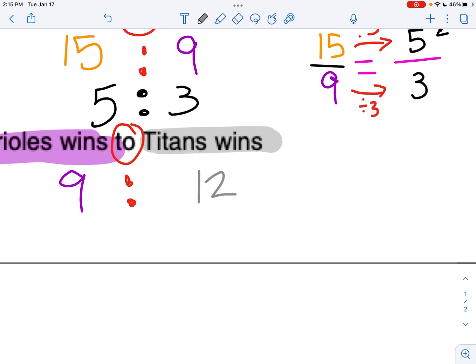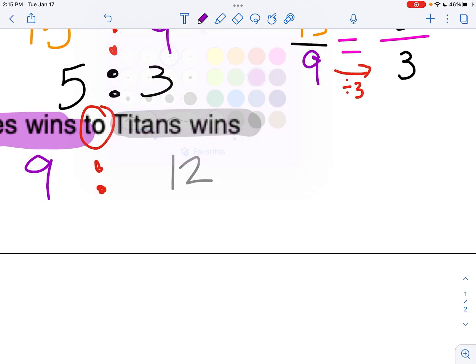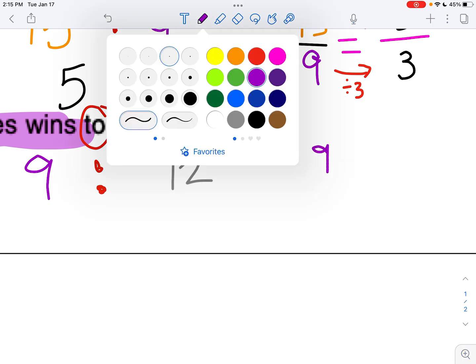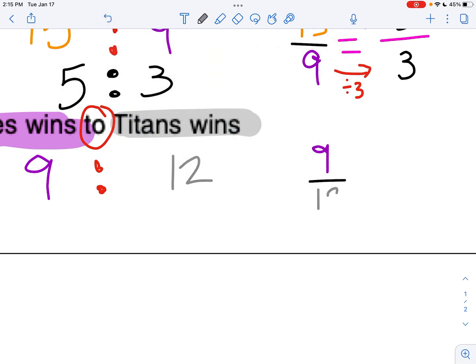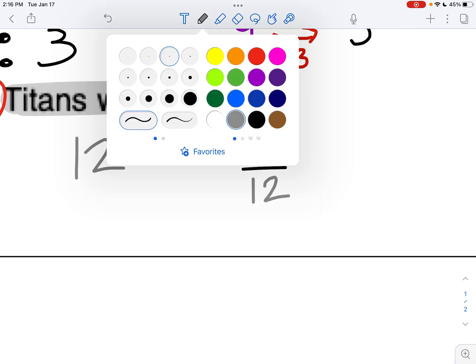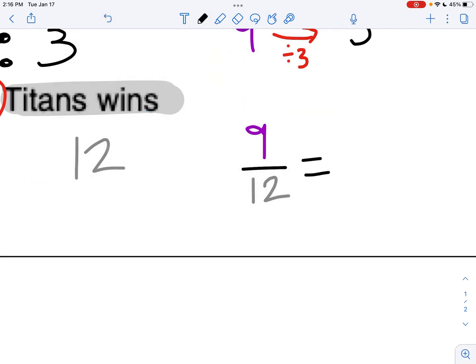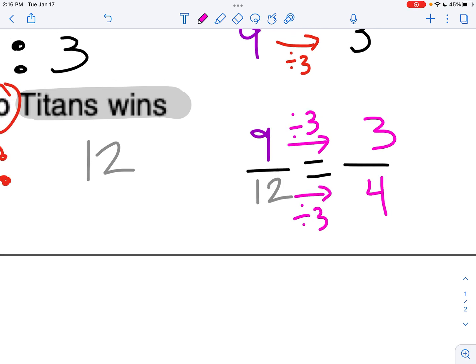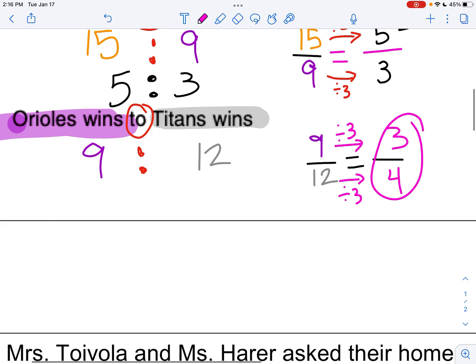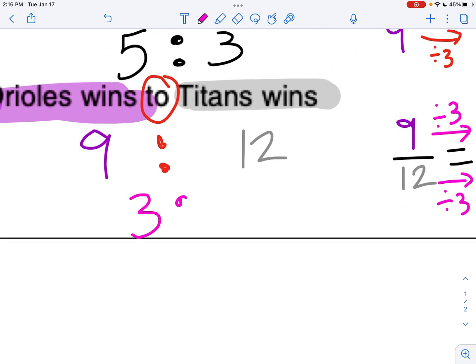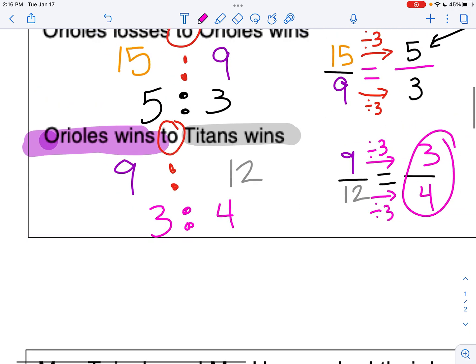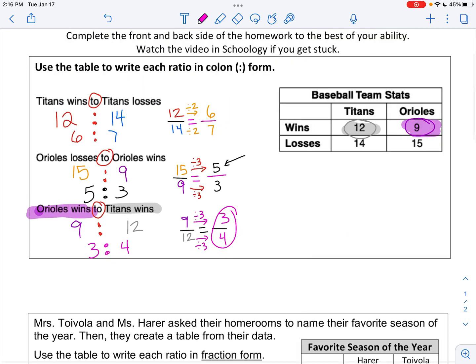12. Great. And then if we write that as a fraction, 9 on the top, 12 on the bottom. All right, one of them is odd, so we'll try to divide by 3 again. Divide by 3 is 3. Divide by 3 is 4. So that means this fraction is 3 to 4. All right, so that's the first problem.